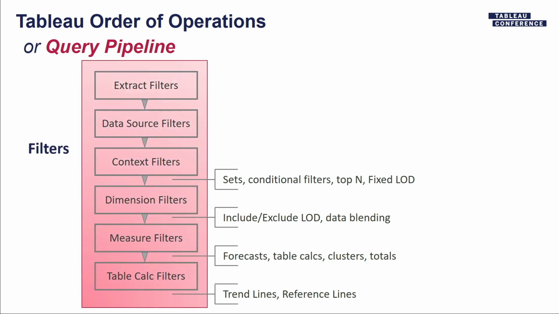So let's start by focusing on the left-hand part of the query pipeline. So here we can see a list of filters. And the order in which we see these filters is the exact order in which these filters are going to be applied inside Tableau. So the one at the top, that is the extract filter, is going to be the first one to be applied. And in the exact same way, the one at the bottom, that is the table calculation filter, will be the last one to be applied. So table calculation filter is going to be dependent on what we have in the view.